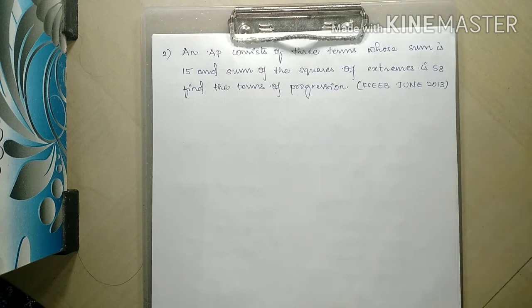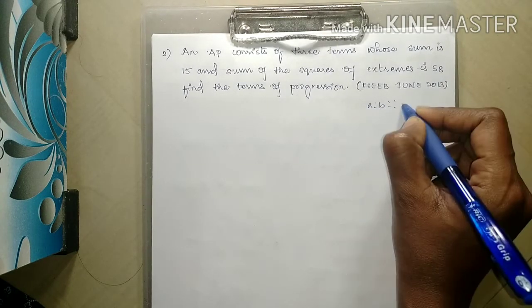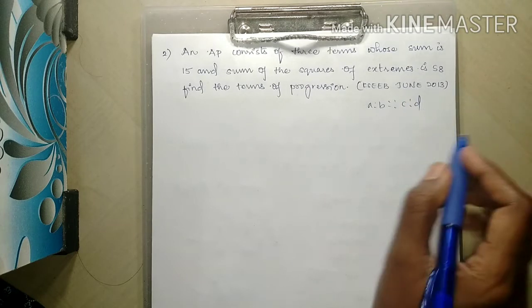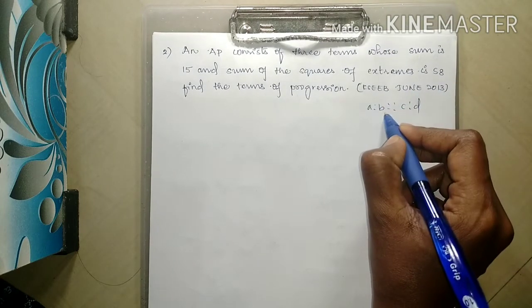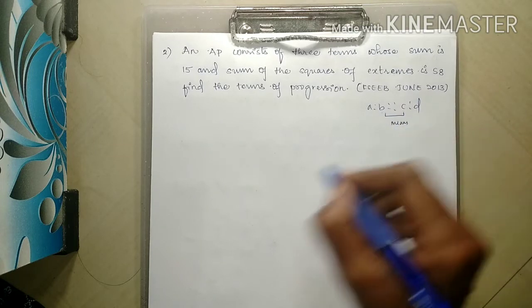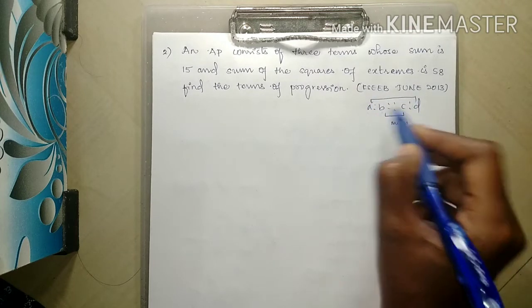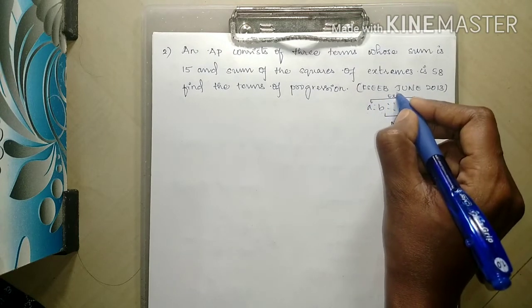So before going to the question, what do means and extremes mean? Suppose I take A is to B and C is to D. See, the middle terms we have, that is B and C, are called means. And the outside terms, that is A and D, are called extremes.